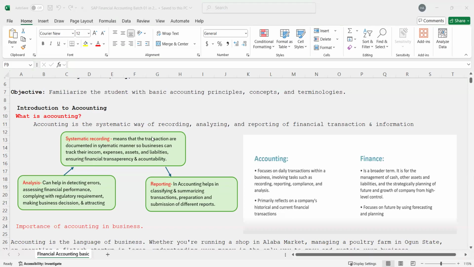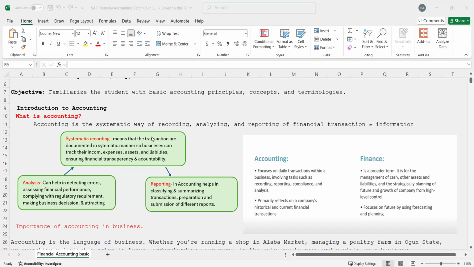Some people will call it accounts and finance, some will just call it the account department, and some will call it the finance department. So what do these guys do? What does accounting mean, and what does finance mean? Accounting focuses on the daily transactions within a business involving tax, such as recording, reporting, compliance, and analysis. That's what accounting deals with.